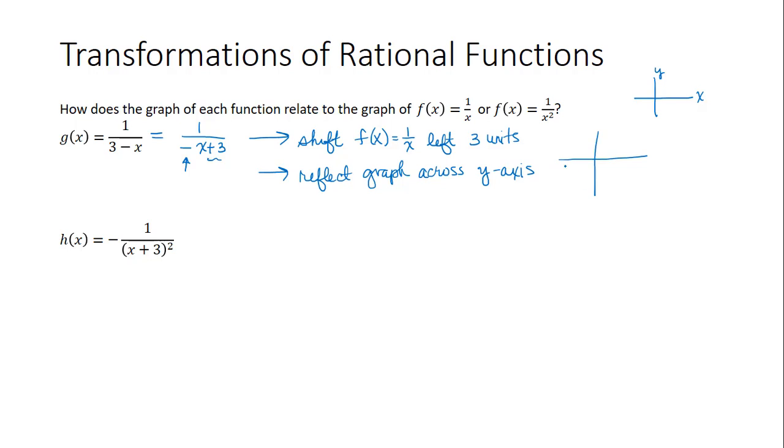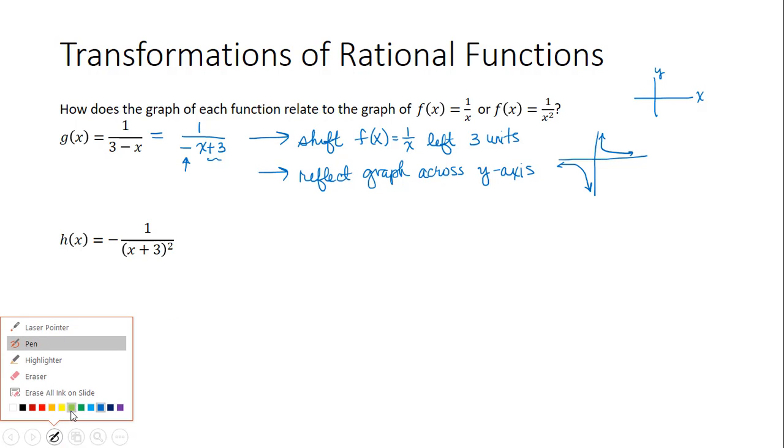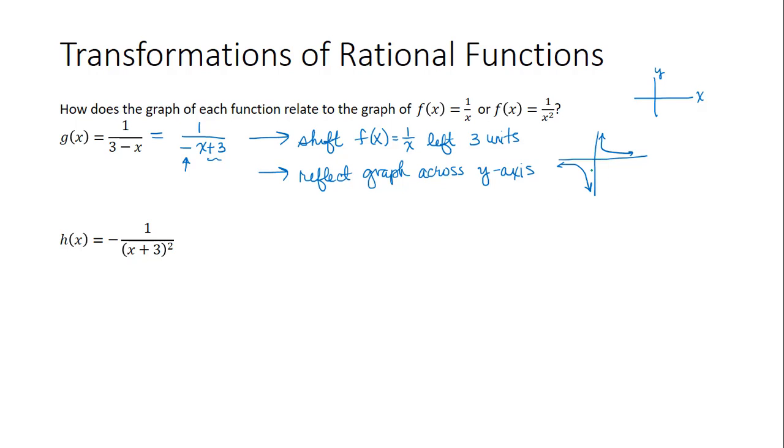Just a rough sketch. So we know that 1 over x has the branches to the left of the y-axis and to the right. To shift it left 3 would mean that we're going to shift our vertical asymptote left 3 units. And then we would not change the horizontal asymptote, but then our graph is going to come over to the left like this.